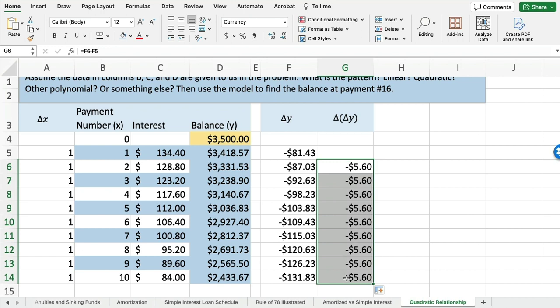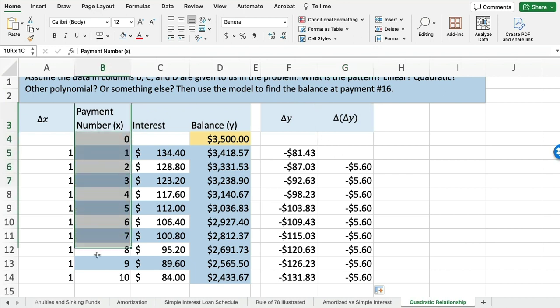And lo and behold, I'm just going to keep those highlighted so you can see those are all the same number. They're not like a whole number, but they are the same. Negative 5.6, negative 5.6, negative 5.6. So that is something we call constant. And when delta y is constant, we have a quadratic relationship between x over here and y here. Those two things have a quadratic relationship because delta y is constant.